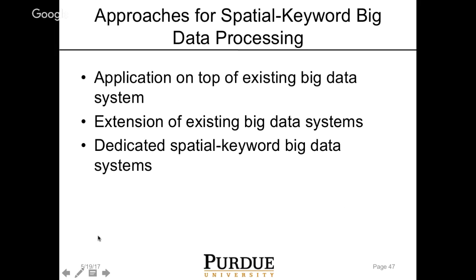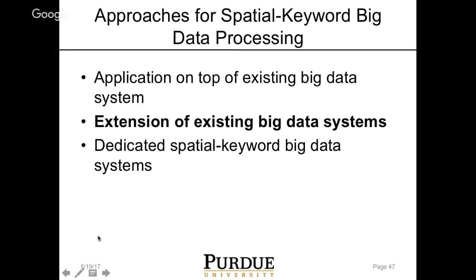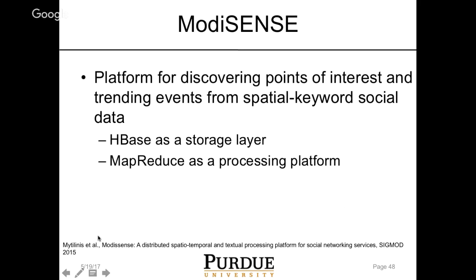The second technique in the processing of big spatial keyword data is to extend general purpose big data systems, adding indexes to them, building more features on top of them. One example system in this category is the ModiSense system. ModiSense is a platform for discovering points of interest and trending events from spatial keyword social data.